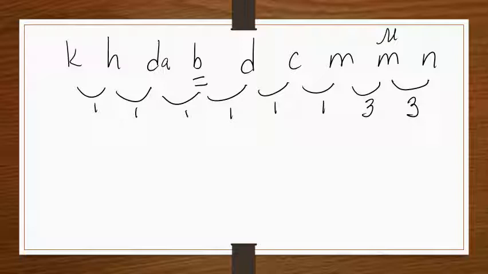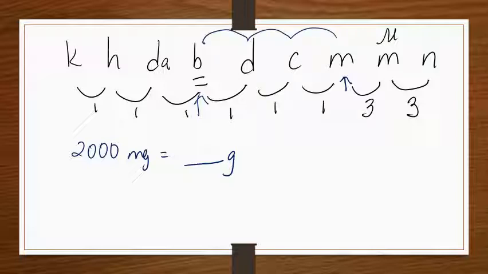All right, so let's start with 2,000 milligrams, and I want to know how many grams that is. So we're going from milli, which is right here, to grams, which is our base unit. We're going to the left, and we're going to go 1, 2, 3 places to the left. My decimal right now is right here at the end, and I need to go 3 to the left. So I'm going to go 1, 2, 3, and now my decimal is right there. So 2,000 milligrams is 2 grams.